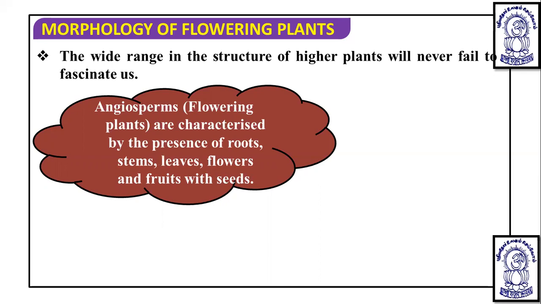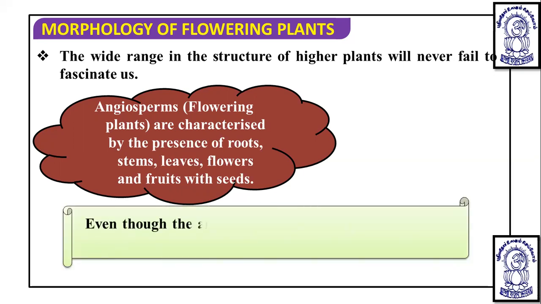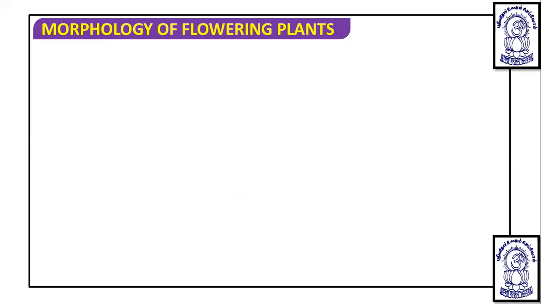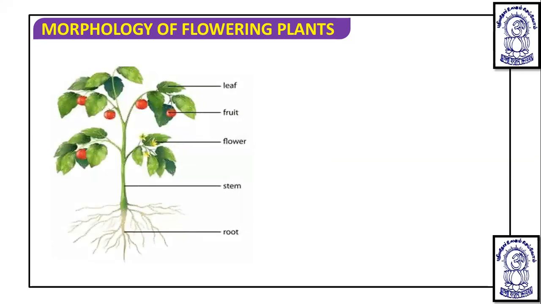In a flowering plant, this many morphological structures are seen. Root, stem and leaves are the vegetative or non-reproductive structures. But the flower, fruit and seeds are the reproductive structures that play a role in reproduction, or they are the product of reproduction, like fruit and seed. Even though angiosperms show such a large diversity in external structure or morphology, the study is important.